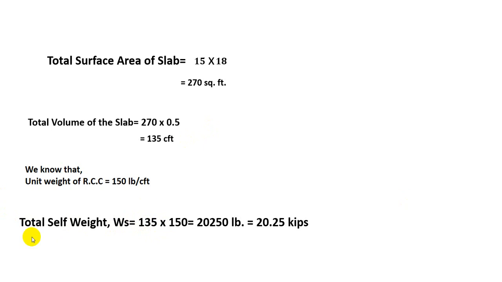Here we multiply its unit weight with its total volume. So I have multiplied here: this is its total volume and this is its unit weight, and this is its total load, 20.25 kips. So in this way we can find out the total self weight of a slab.